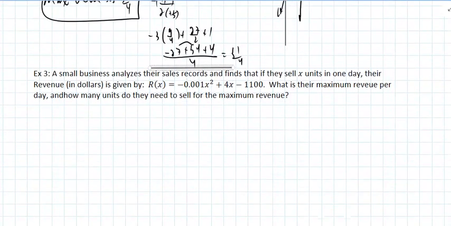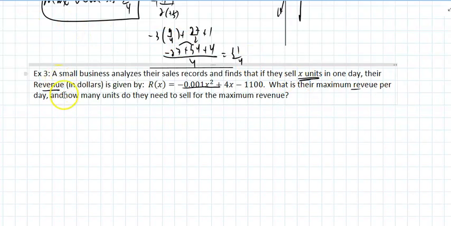And this is what it says. A small business analyzes their sale records and finds that if they sell X units in one day, their revenue, that's how much they could sell, in dollars is given by this equation. What is the maximum revenue per day, and how many units do they need to sell for the maximum revenue?